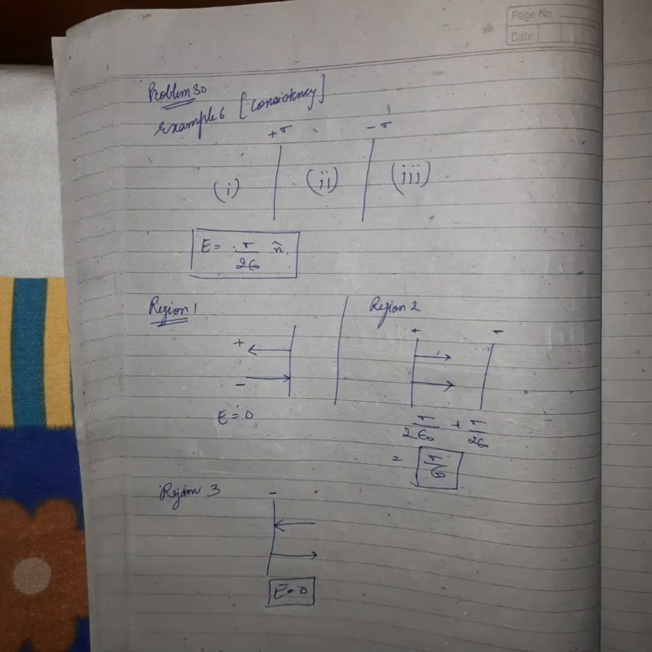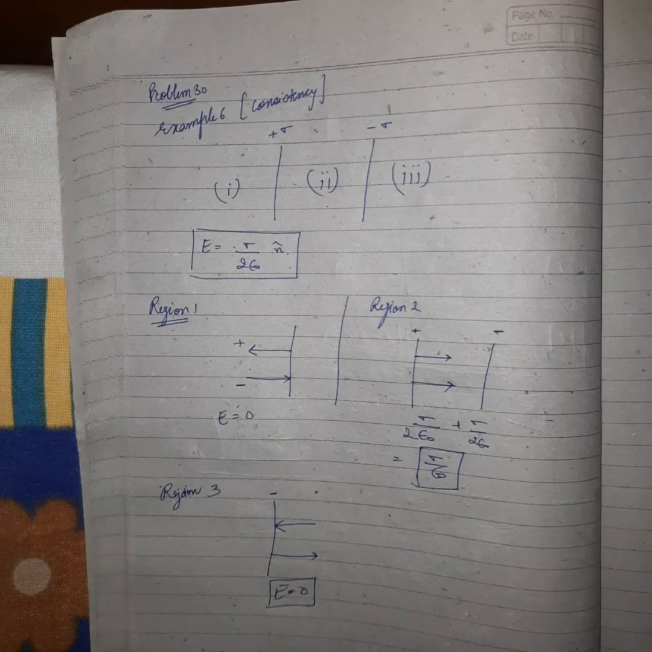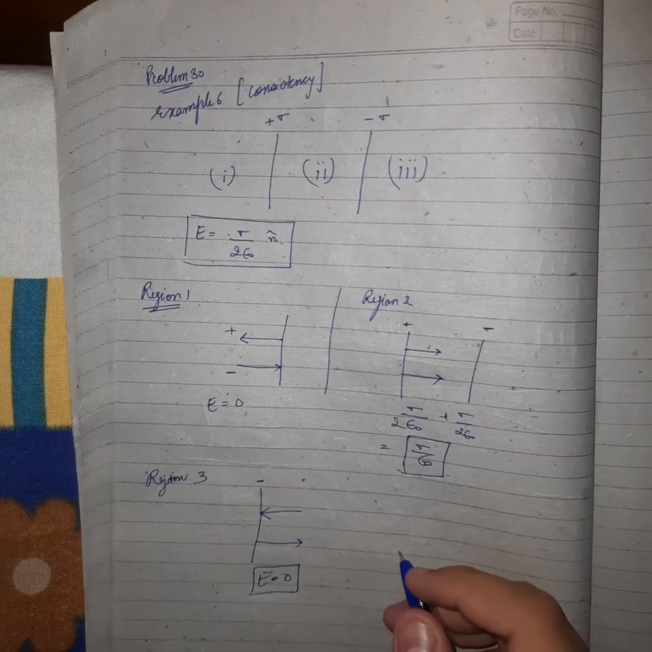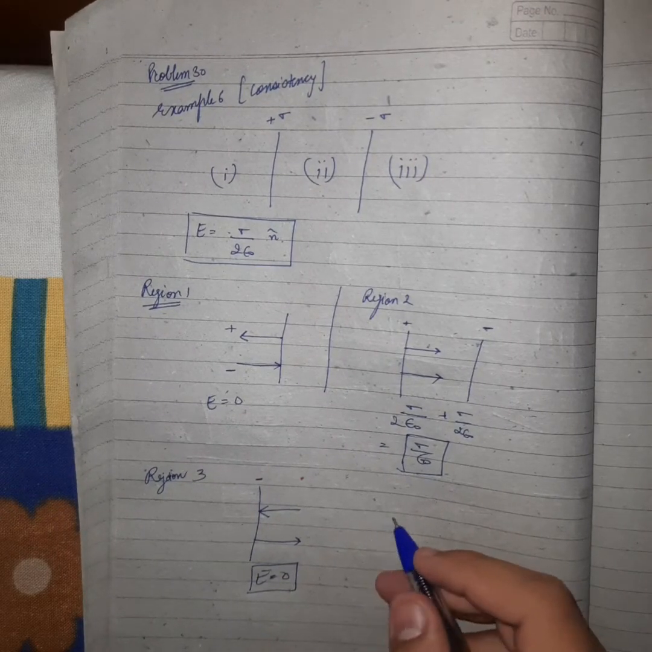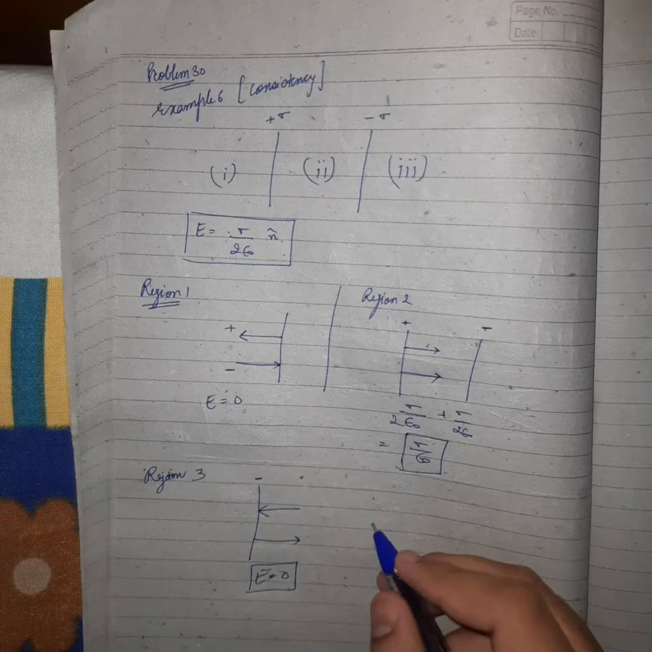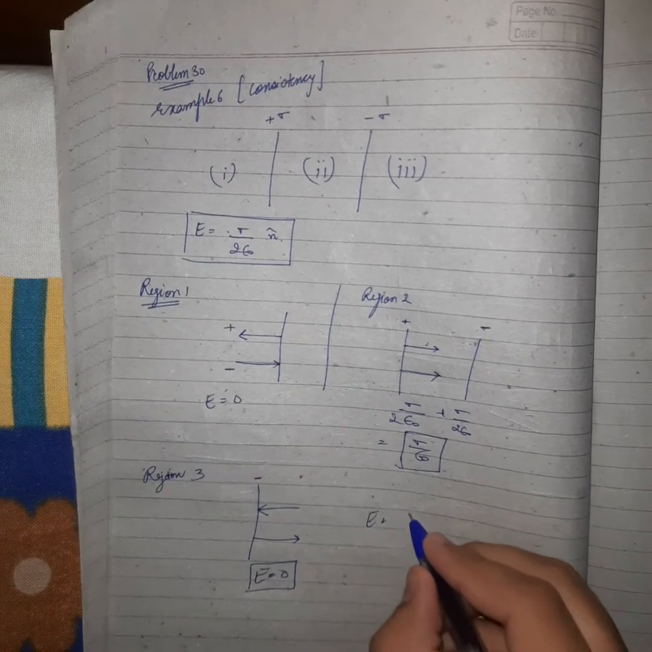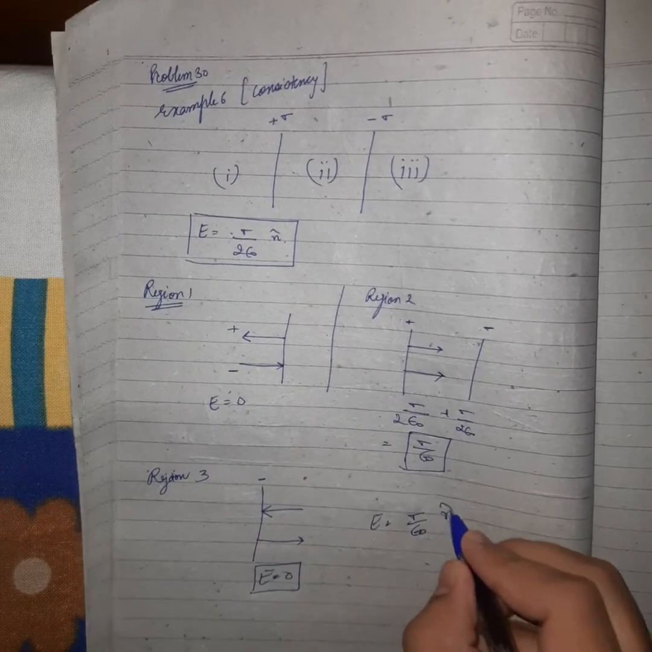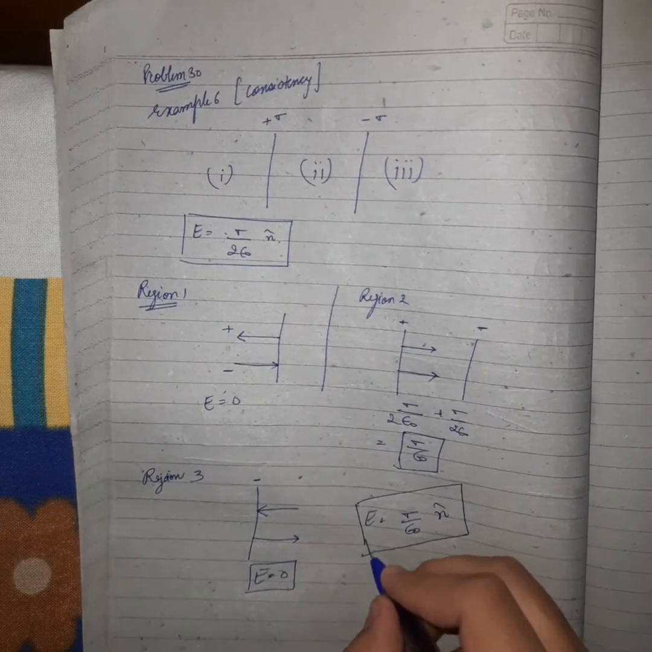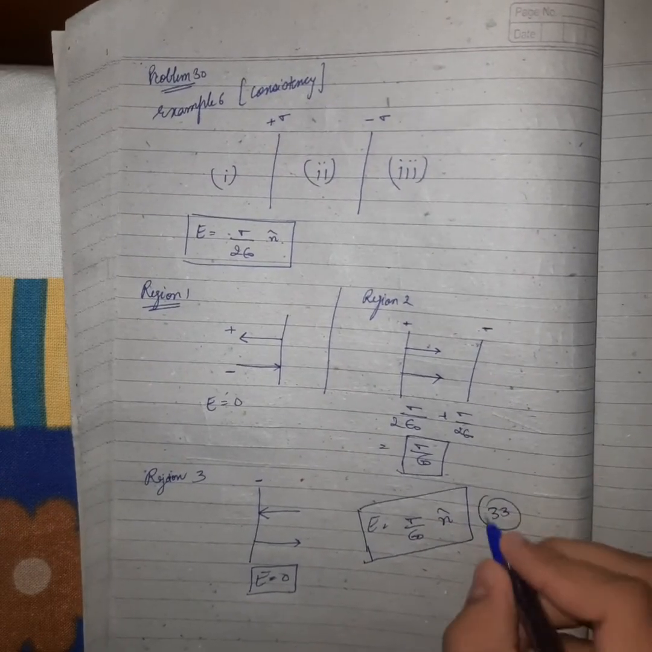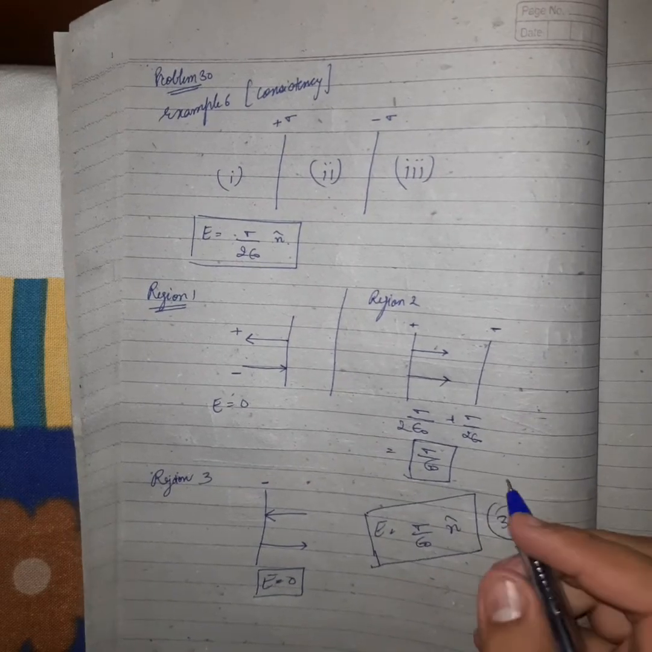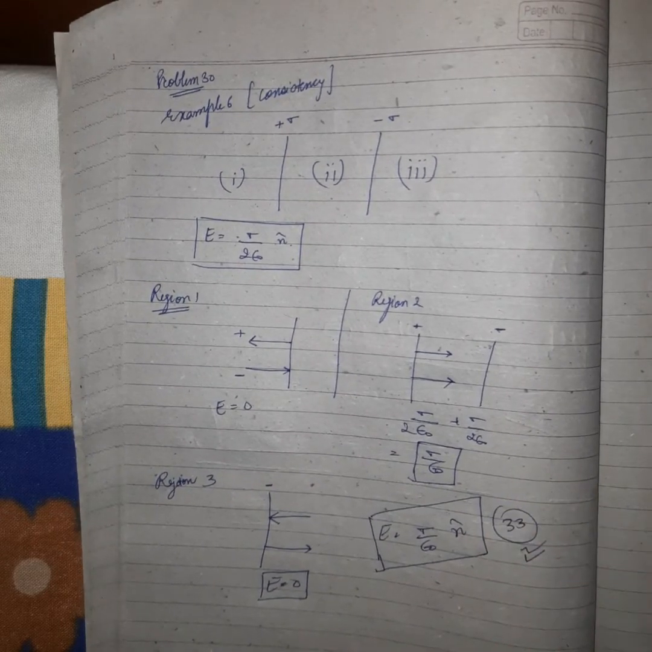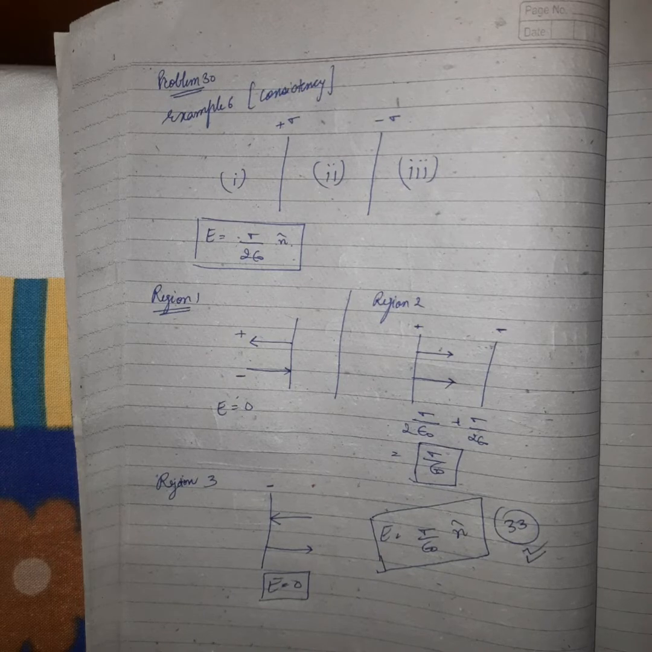So the total electric field, for two infinite parallel plates that carry opposite uniform charge densities, is sigma upon epsilon naught in the n cap direction, which satisfies equation number 33 given in the Griffiths book. So we have proved that example number 6 is consistent with problem number 33.